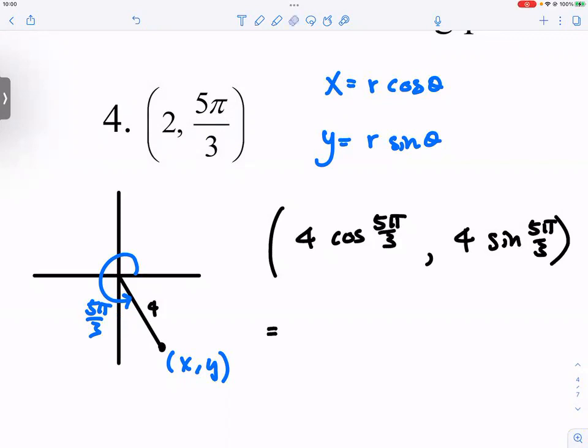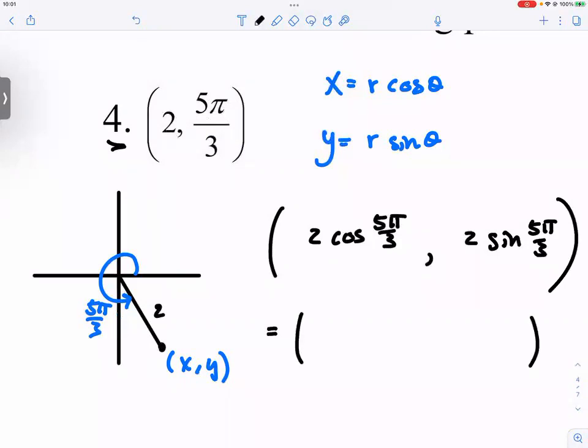Oh, sorry. It is 2. I don't know what I was thinking. Oh, yes, that's why. Yeah, it has to come from somewhere. So it's 2, sorry. It's 2.